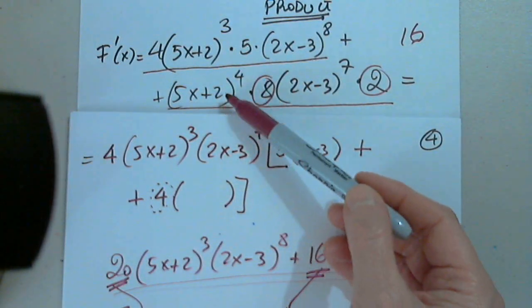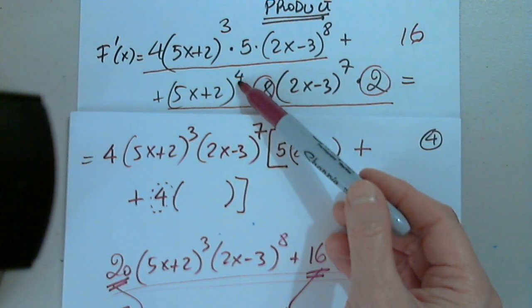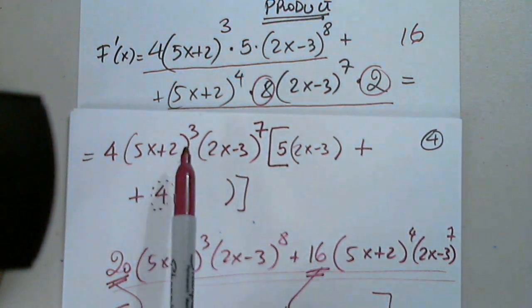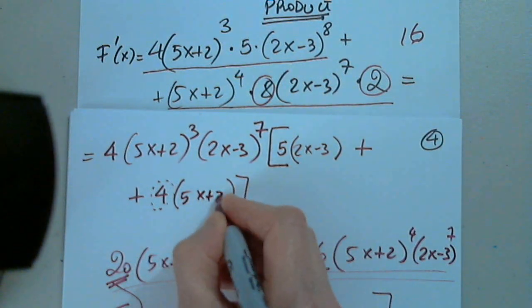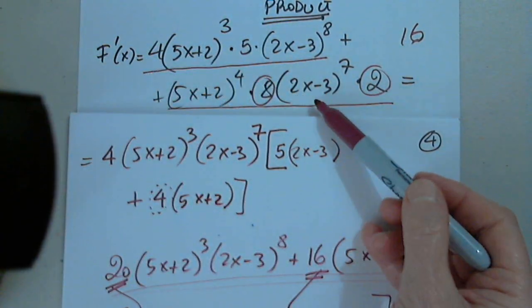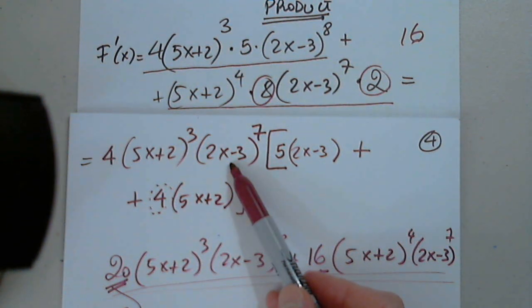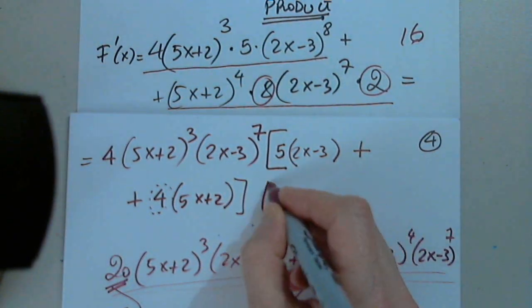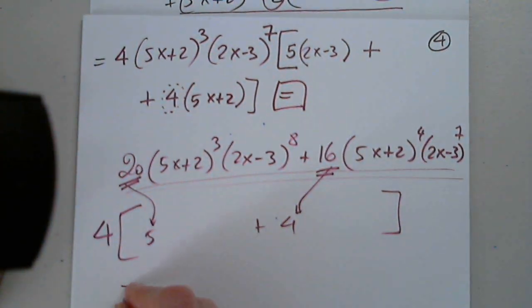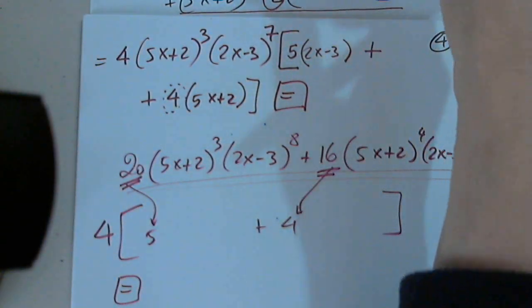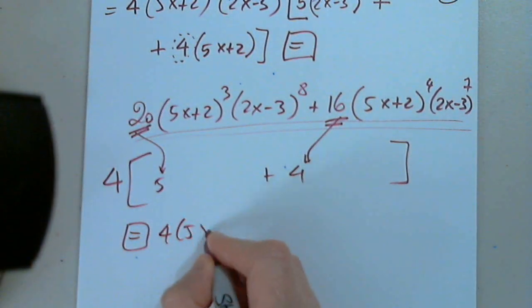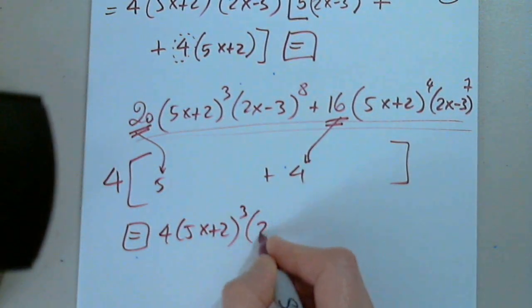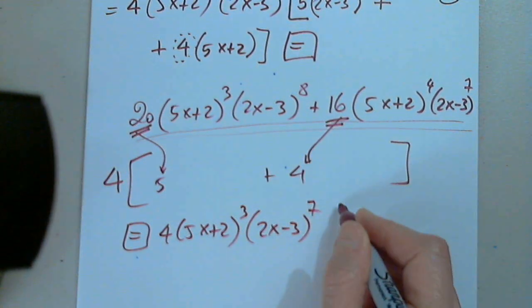The 5x plus 2 to the 4th power, we only took 3 out, so we still have 1 in the middle. But we had 2x minus 3 to the 7th that we pulled out completely. So now, you know my style. I'm just going to jump over this and continue here. So the factors in front are 4, 5x plus 2 to the 3rd, and 2x minus 3 to the 7th.